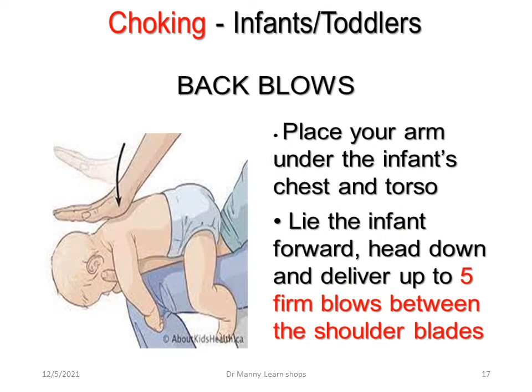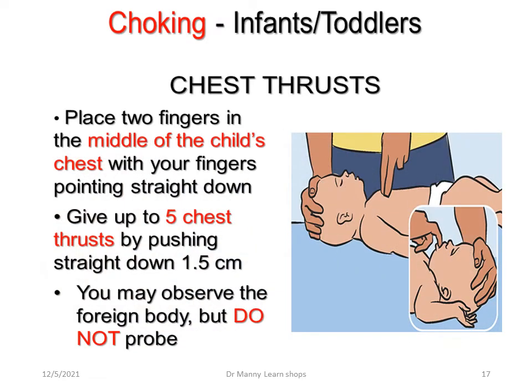Back blows: place your arm under the infant's chest and torso, support them. Lie the infant forward, head down, and deliver up to 5 firm blows between the shoulder blades. Then you can flip them over. Place 2 fingers in the middle of the child's chest, at the mammary line, with your fingers pointing straight down, and give up to 5 chest thrusts by pushing straight down 1.5 centimetres.